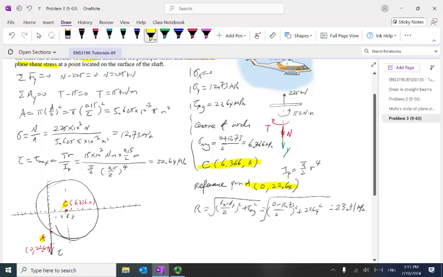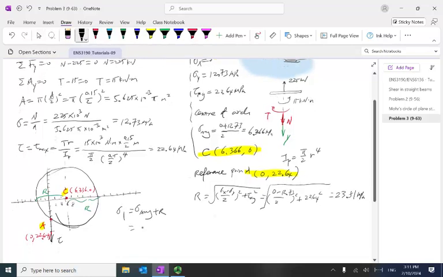So now, of course, other thing is easy to work fast because this one is R. This one also the R. So the one from here, sigma 1 is equal to sigma average plus R. Okay? So you can see 6.336 plus R, 23.51. Okay? So that's roughly 29.9 megapascal.